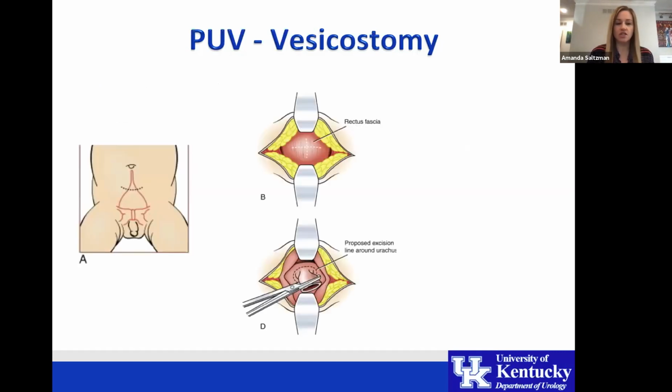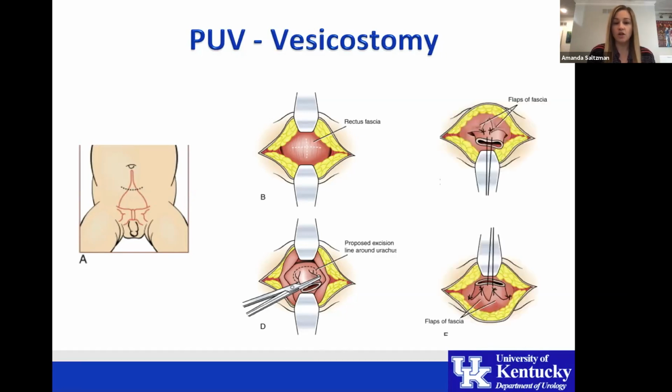So this is just a diagram I actually found online, but this is essentially what I do. You need to make sure you do a low transverse incision. You want to make sure this is low enough that you're going to be within the baby's diaper. And then a cruciate incision through the rectus fascia. Very important, you want to try to identify the urachus and then make your vesicostomy where the urachus is. And the reason why is that will decrease your chance of prolapse.